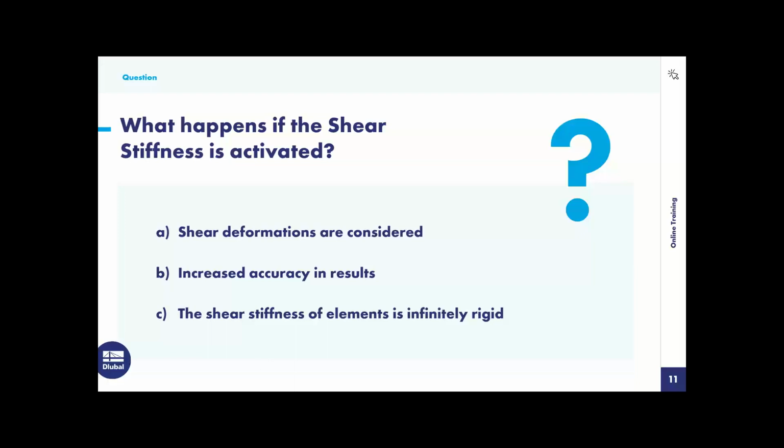Shear deformations are considered. So B, increased accuracy in results. This is somewhat true, so that could also be a correct answer, but the correct answer is A, shear deformations are considered. C, the shear stiffness of elements is infinitely rigid. That would be true if the shear stiffness was not activated.